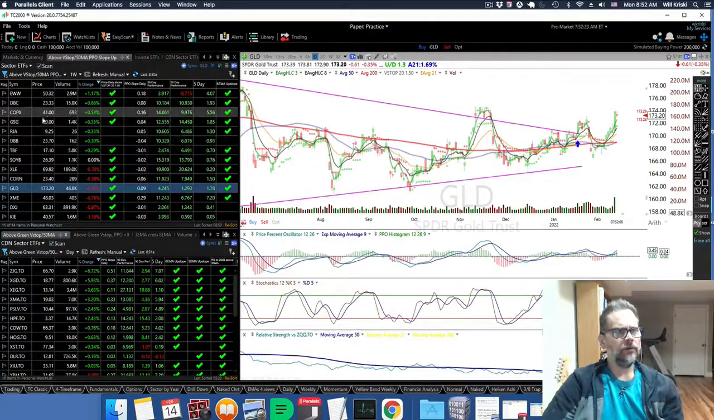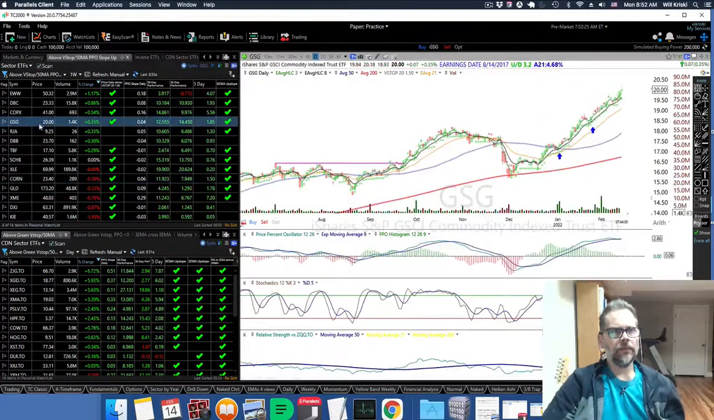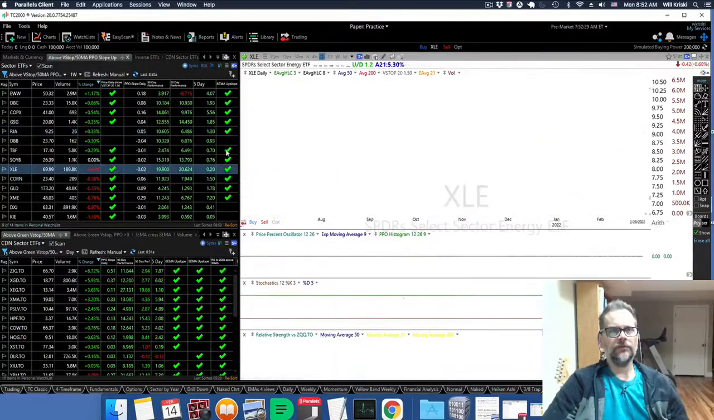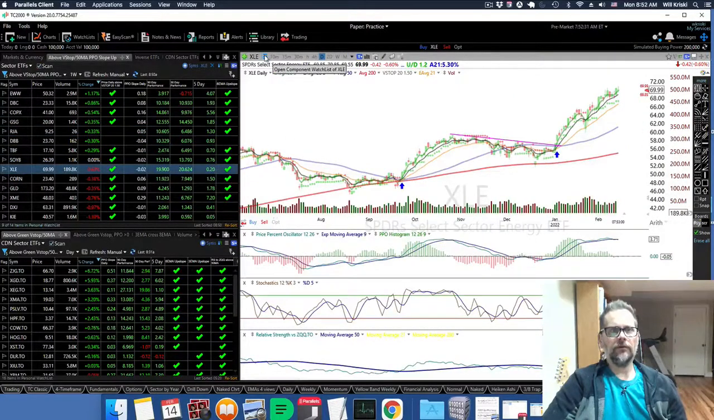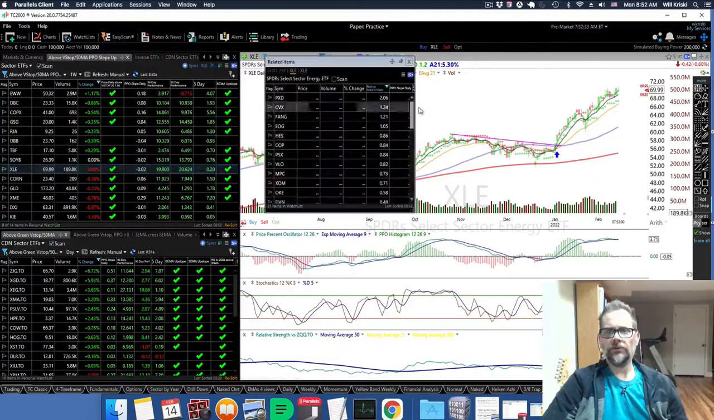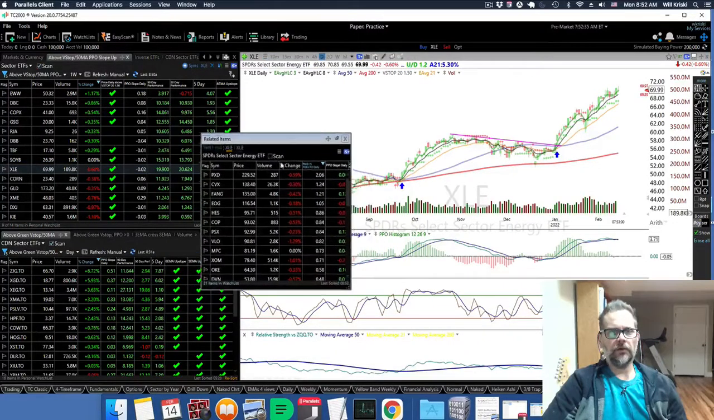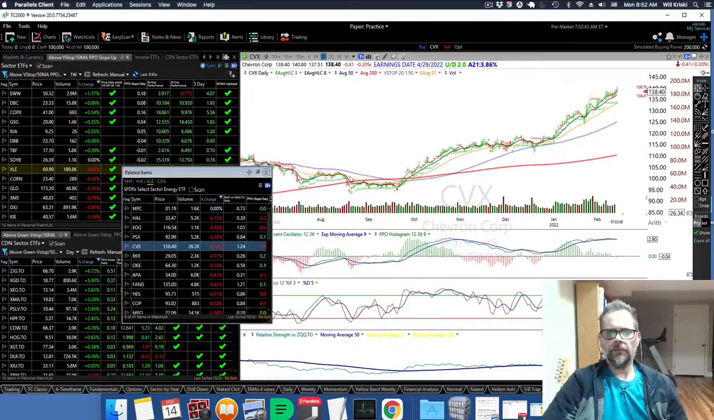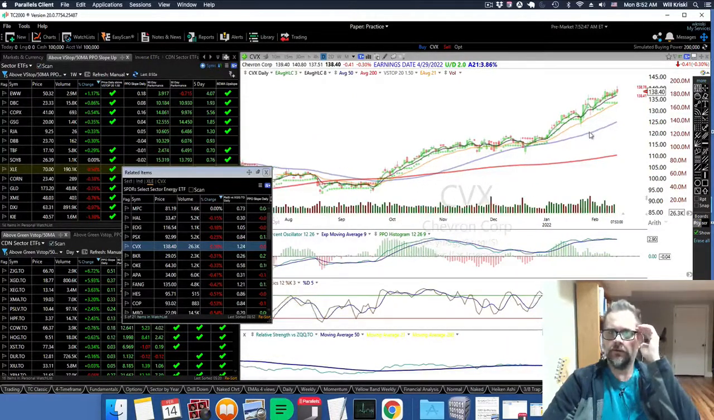So what you can do is, if you click on some of these ETFs, like the XLE, let's say, you can click on this menu item that says Open Component Watch List. And then you can look at all the stocks inside that ETF, which is amazing. So we could look at Chevron. I mean, this has been incredible. In a nice uptrend.